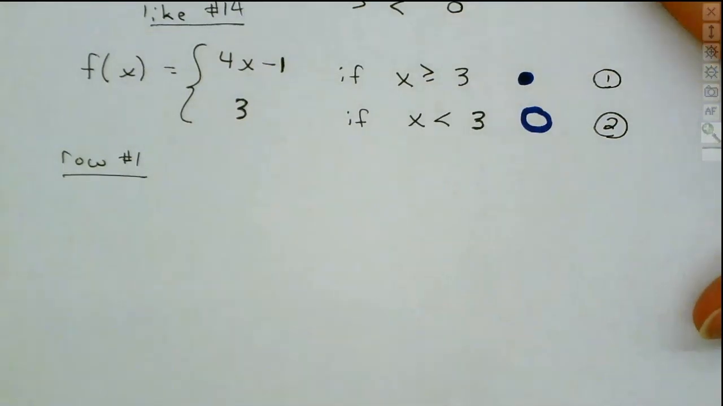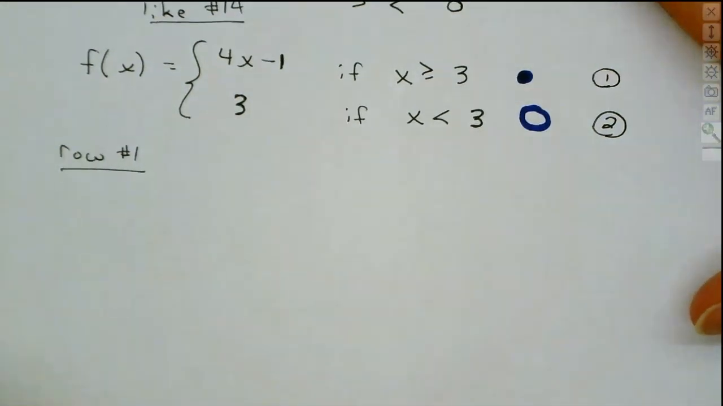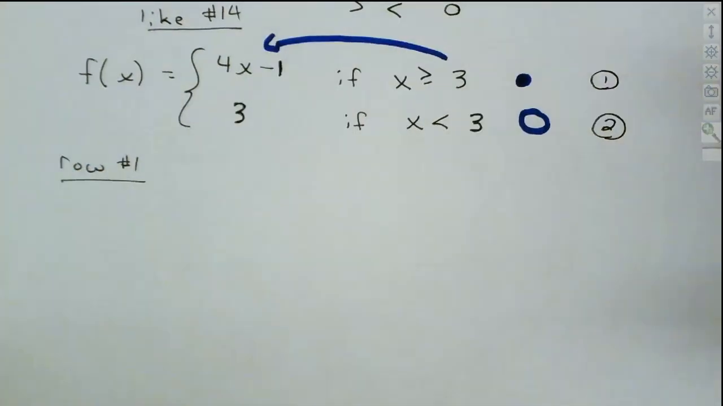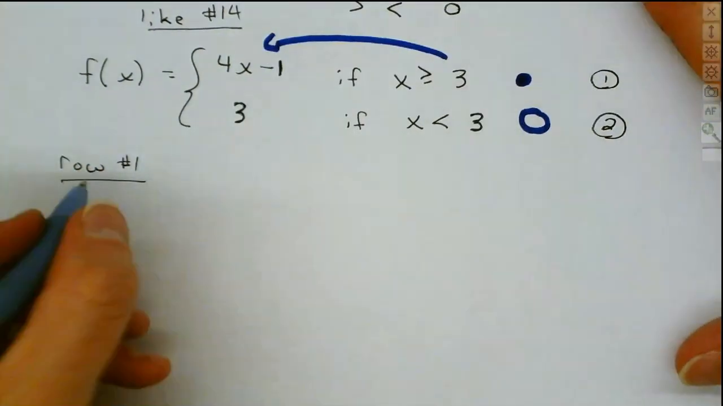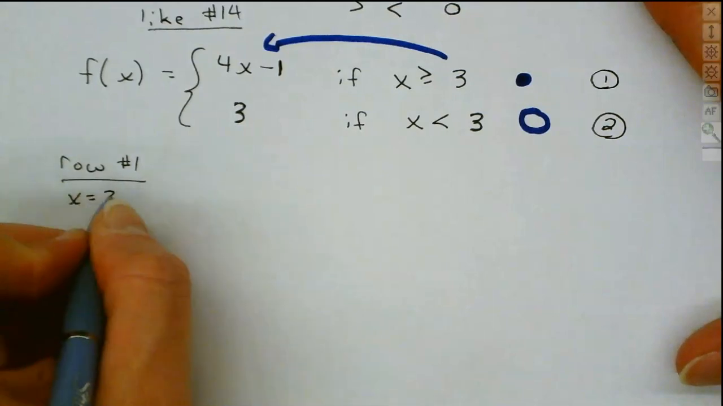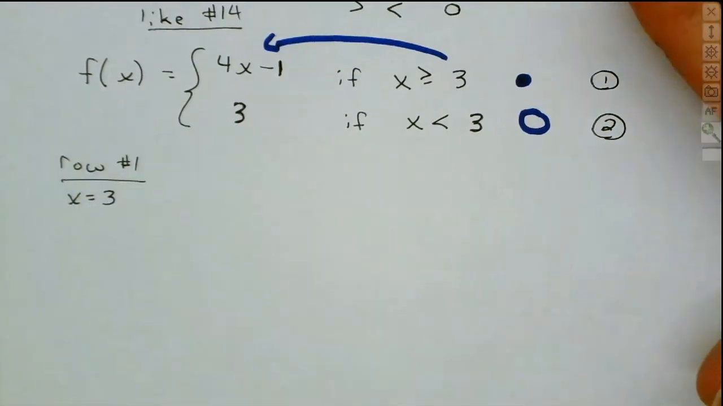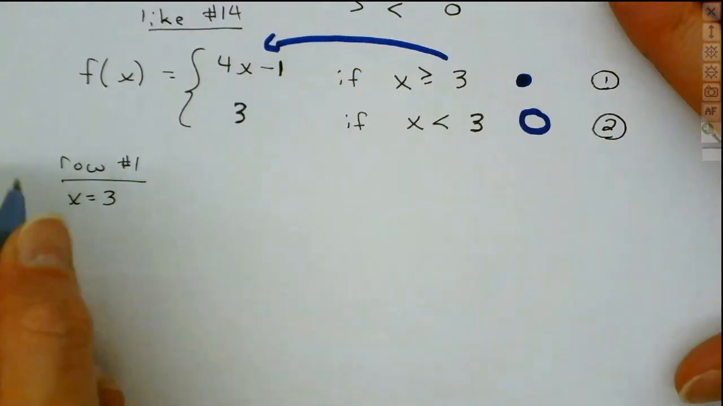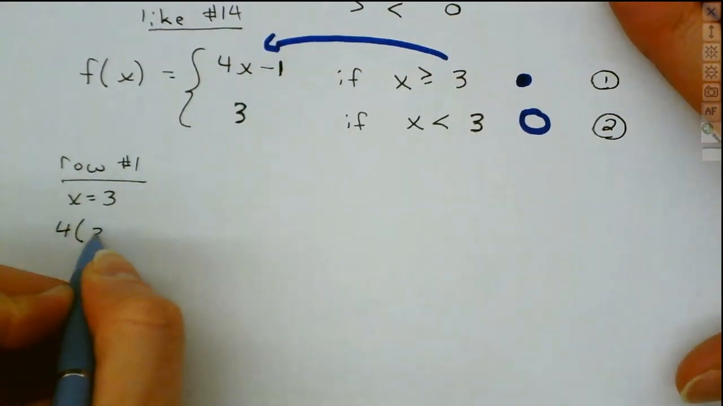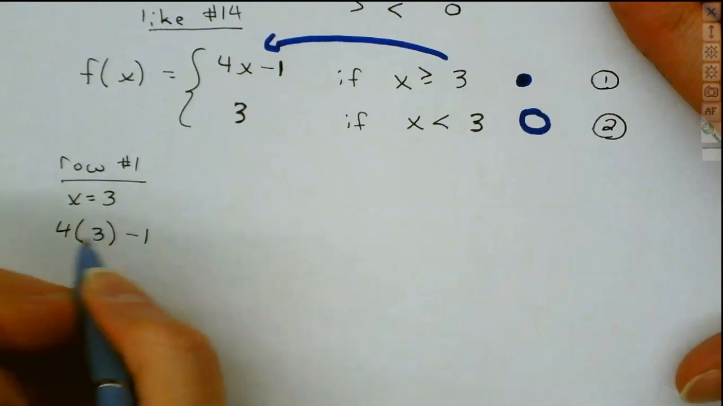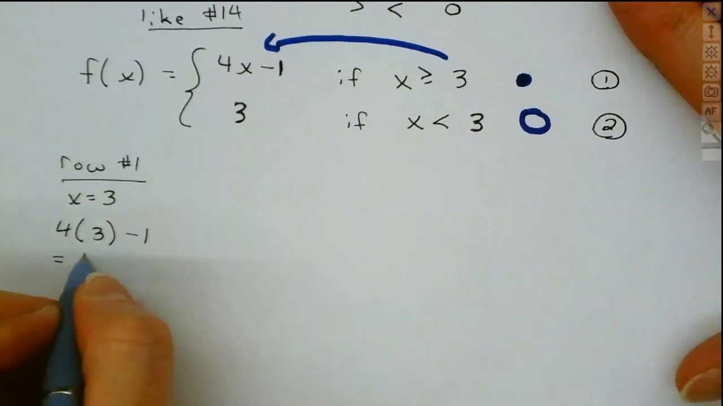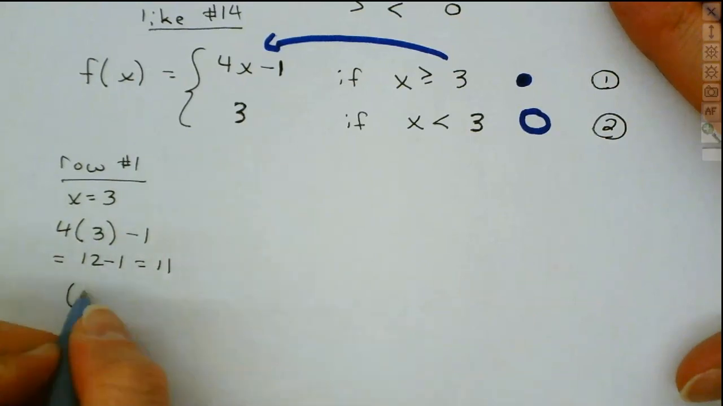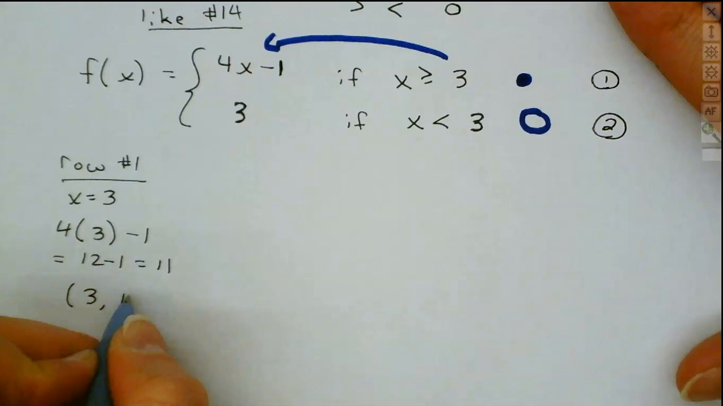The first thing we always do is we just plug our value in. So we're just going to plug in this 3. So we're going to plug in x equals 3 into row 1. And that's going to then be 4 times 3 minus 1, which is 12 minus 1, which is 11. So my first point is going to be 3 comma 11.